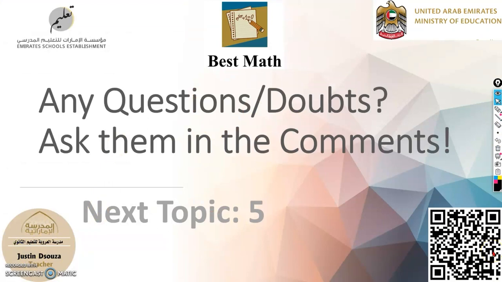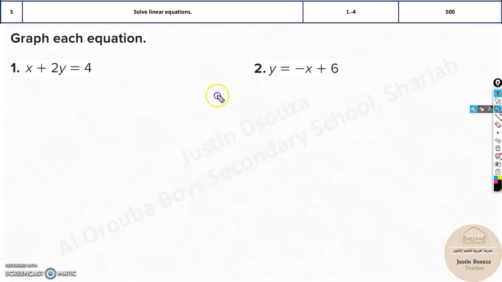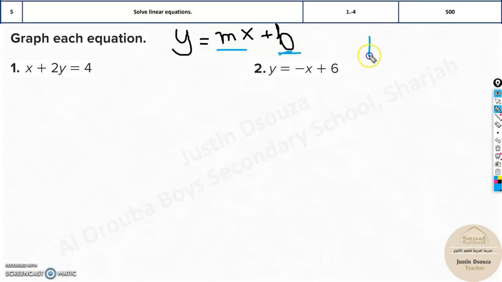Topic number 5 is another basic topic. It is about graphing. Now, this is the equation x plus 2y equals 4. It's a linear equation. How do you graph it? You need to remember this equation, y equals mx plus b. I'm sure you've come across this many times. This is the slope-intercept form, where m is the slope and b is the y-intercept.